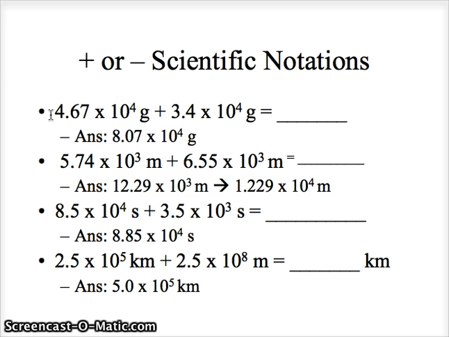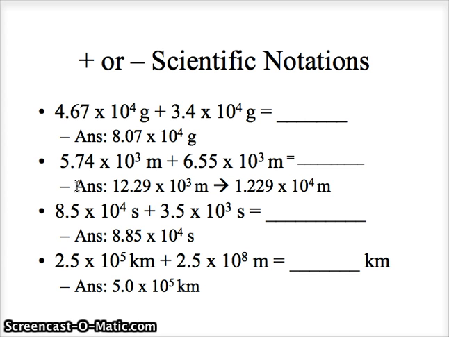Now the second example is the same thing. The units are the same, and the exponential power is the same because it's 10 to the 3rd meters for both parts of this equation: 5.74 times 10 to the 3rd meters plus 6.55 times 10 to the 3rd meters. When you add the base numbers together, it comes out to be 12.29. Keeping the units the same and the exponents the same, we have 12.29 times 10 to the 3rd meters.